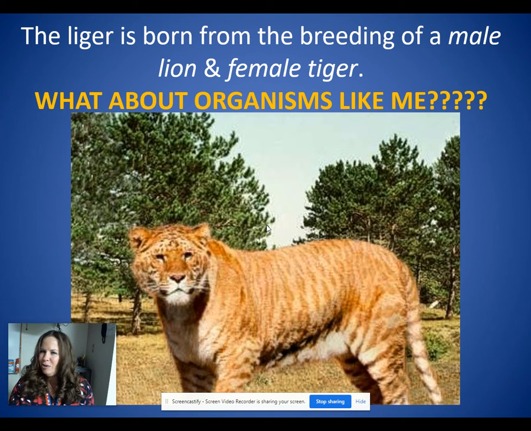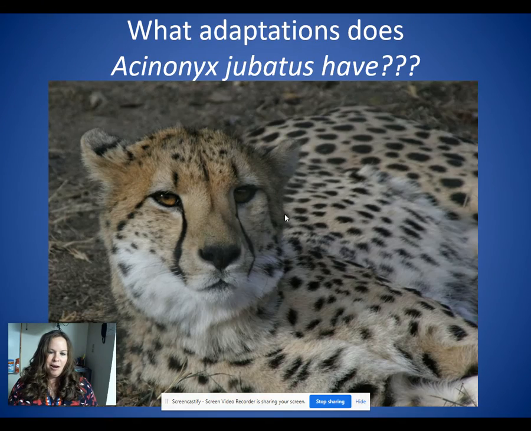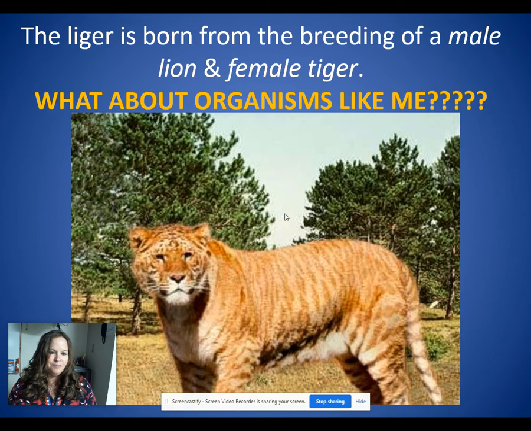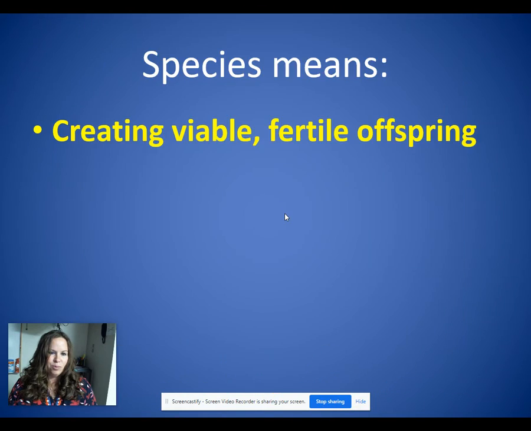And we already know that that's not good, because you've got to keep your species going. You've got to be able to reproduce. So they are called a hybrid species, and they don't reproduce.